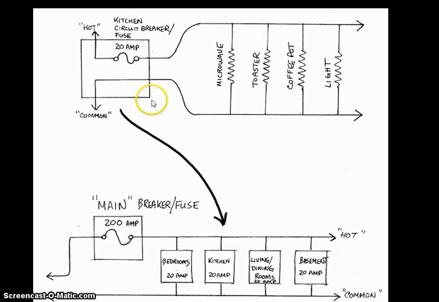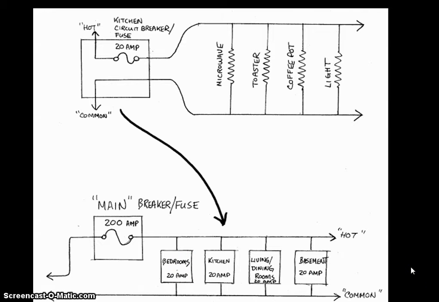Okay. Now, if you look at the rest of your house, it turns out that the rest of your house is kind of laid out in a similar sort of way. So we just talked about the kitchen. Now, the kitchen might just be one circuit, but you've got other rooms in your house. You've got bedrooms, you've got living and dining rooms, you've got the basement, etc. And every one of these rooms might have its own circuit.